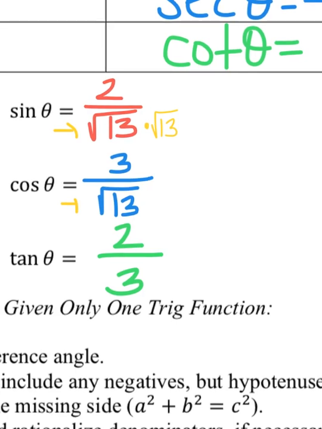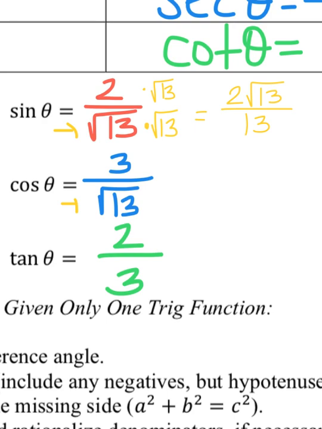So you multiply the top and the bottom by the square root of 13. 2 times the square root of 13 is 2 square root 13 divided by the square root of 13 times the square root of 13 is 13. Okay? So sine of theta, it is 2 divided by the square root of 13, but more appropriately is 2 times the square root of 13 divided by 13. You don't want to see a radical in the bottom of a fraction, okay?